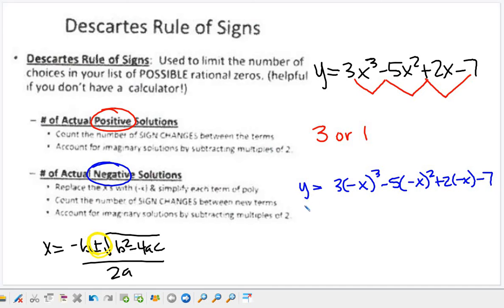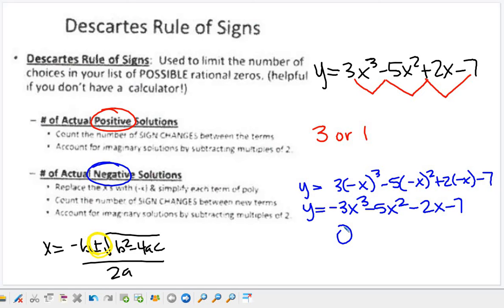Okay, so I have y is equal to, a negative cubed is a negative, so it's negative 3x cubed. A negative squared is a positive, times a negative 5 is still negative. 2 times a negative is negative, and then the last constant doesn't change. So we count the sign changes. Now notice there's no sign change. Every single term is negative, so that tells me there are 0 negative solutions.